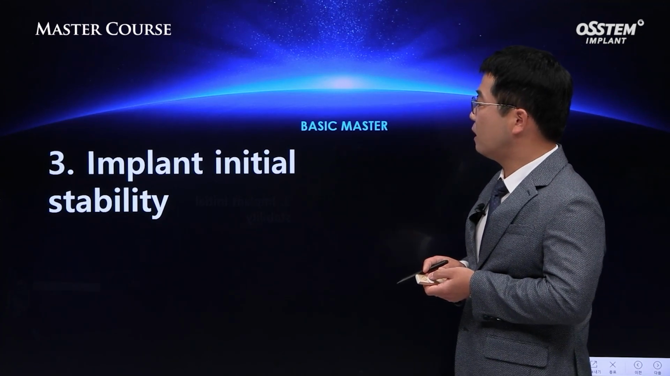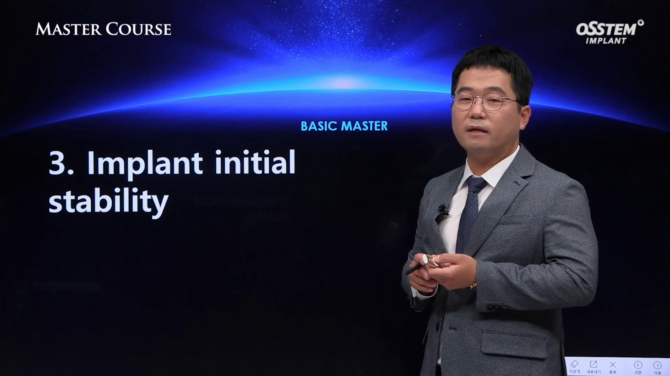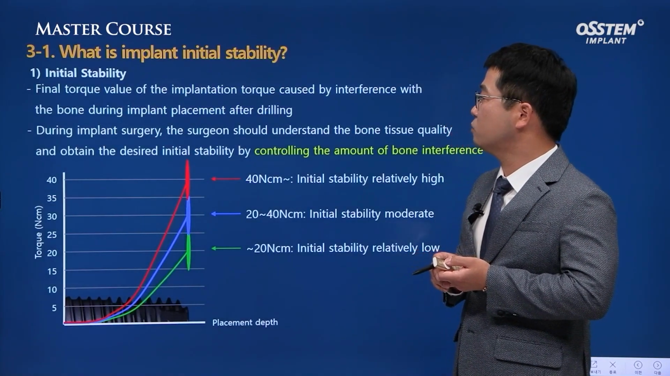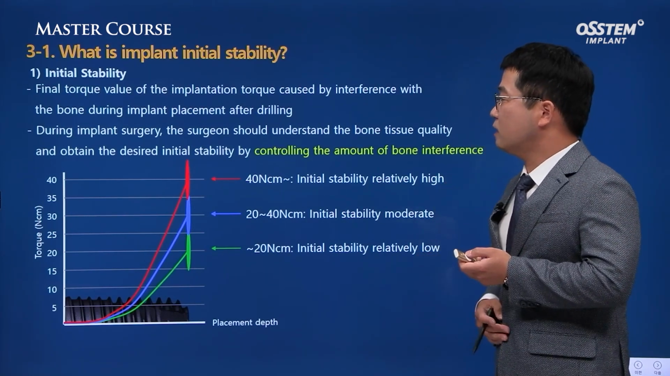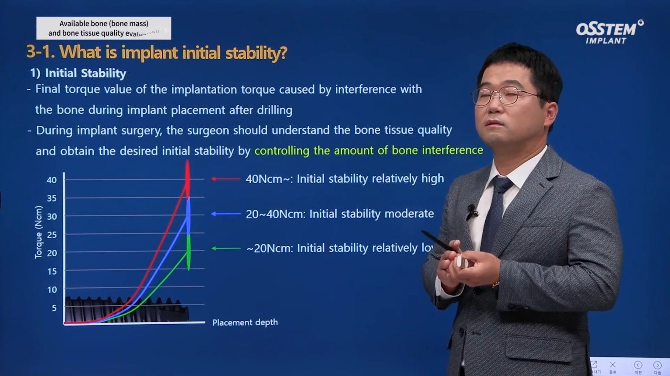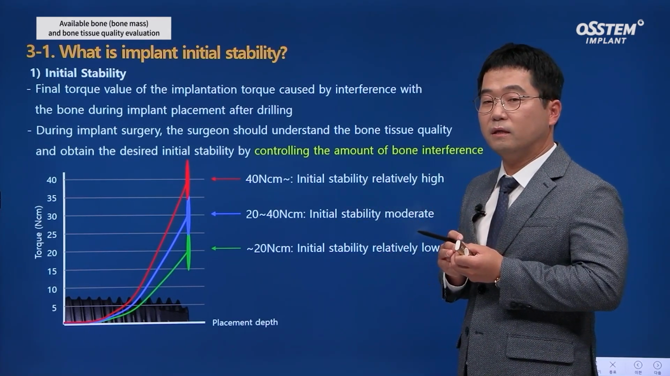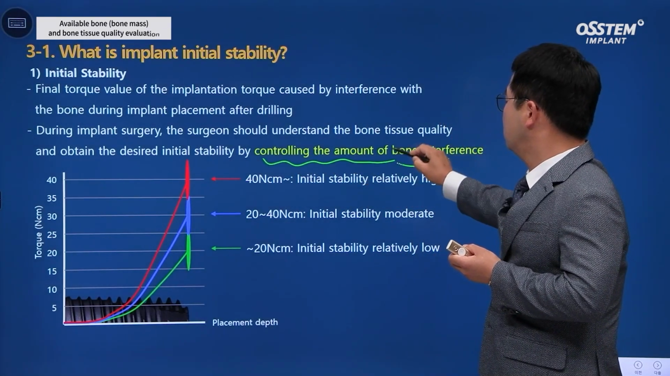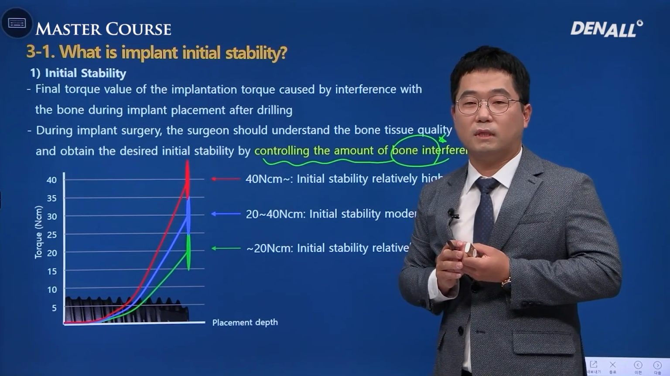Third, implant primary stability. This is very important in basic course. How do we get primary stability? What is primary stability? In order to get good primary stability, we need to look at bone amount and bone quality. How do we get primary stability? That is the key. We need to adjust the bone interference.